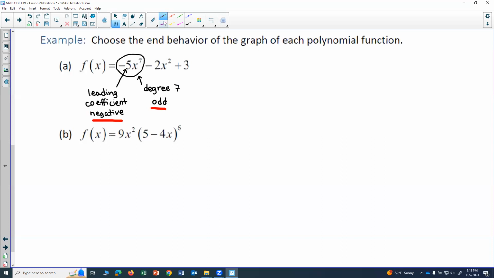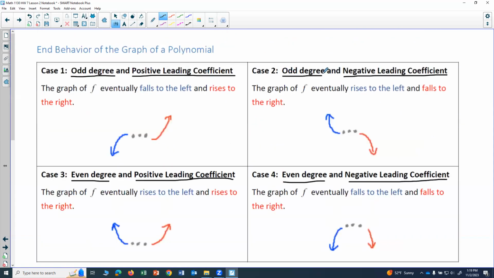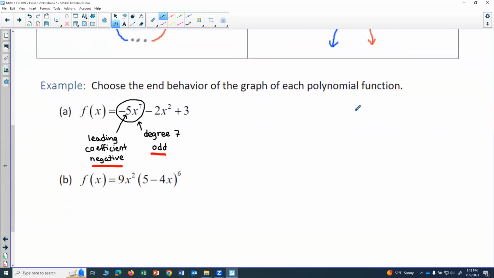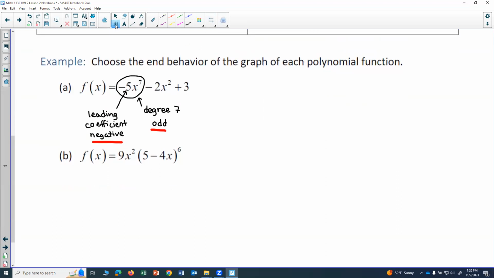And let's scroll up and look at our options here. Odd degree, negative leading coefficient. Our graph will be rising to the left and falling to the right. So it rises to the left and falls to the right.